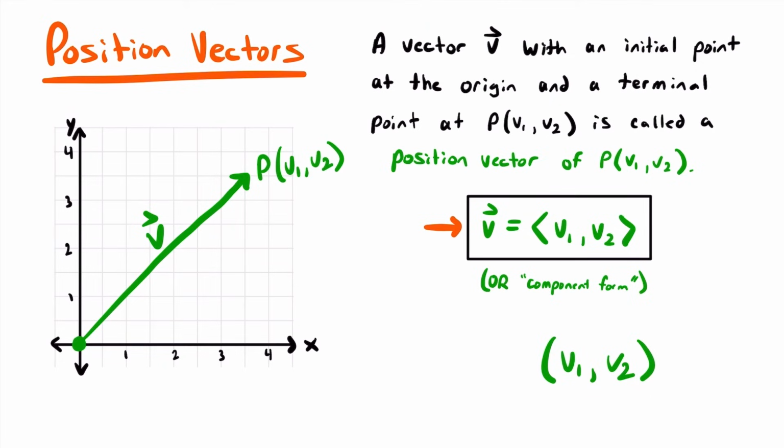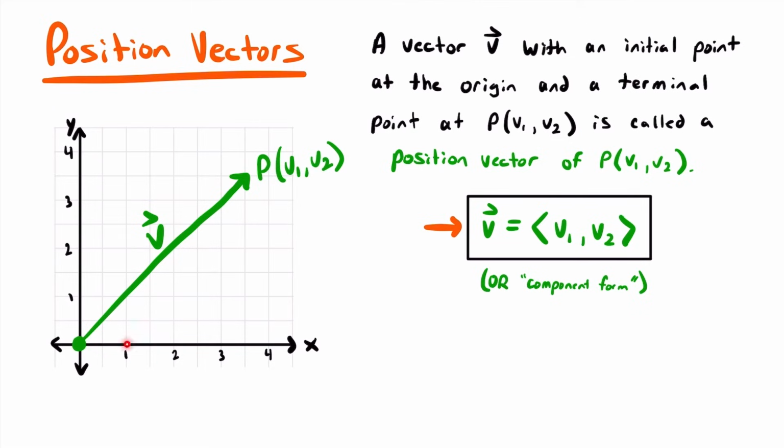All right, now another way that you'll hear this called is component form. That's what this notation will be referred to sometimes. We call it component form because the coordinates of that terminal point would be the components of the vector. We have v1 and v2, which represent the x-coordinate and the y-coordinate, which are the two components of that position vector.